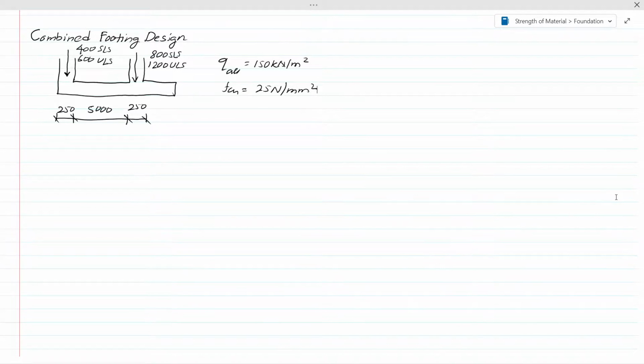Column loads are 400 and 800 service loads, 600 and 1200 ultimate loads. Allowable bearing capacity of soil is 150 kilonewtons per meter square, and the spacings between columns and column sizes are as indicated in this sketch. First, let's calculate the dimension of the footings.